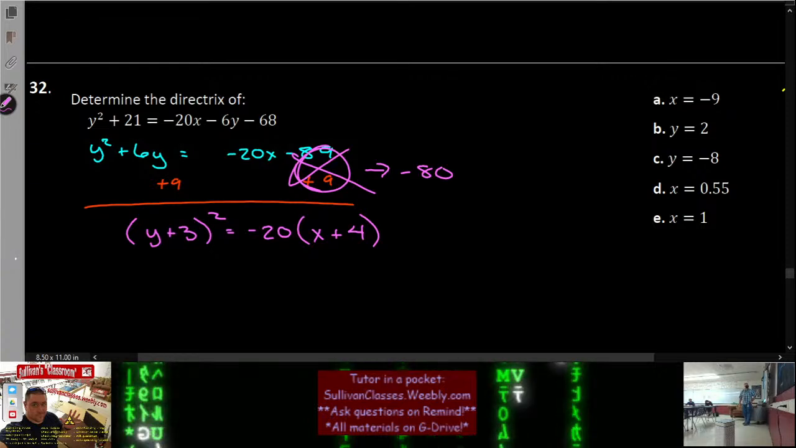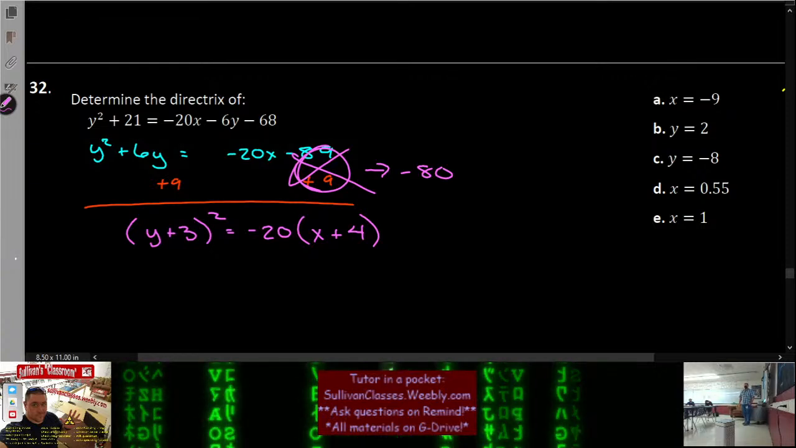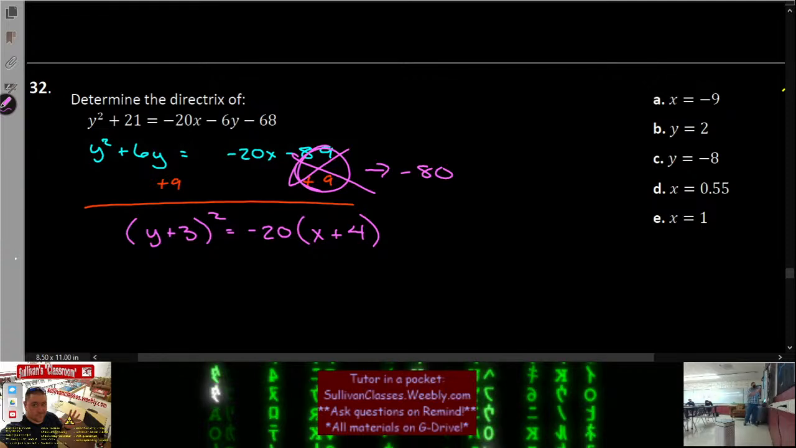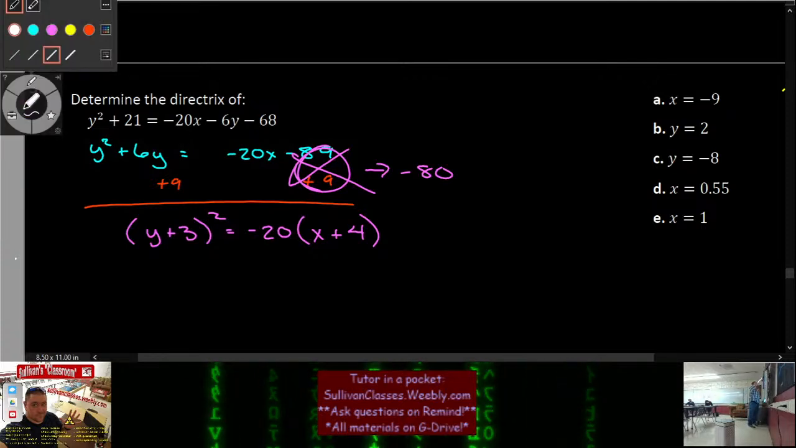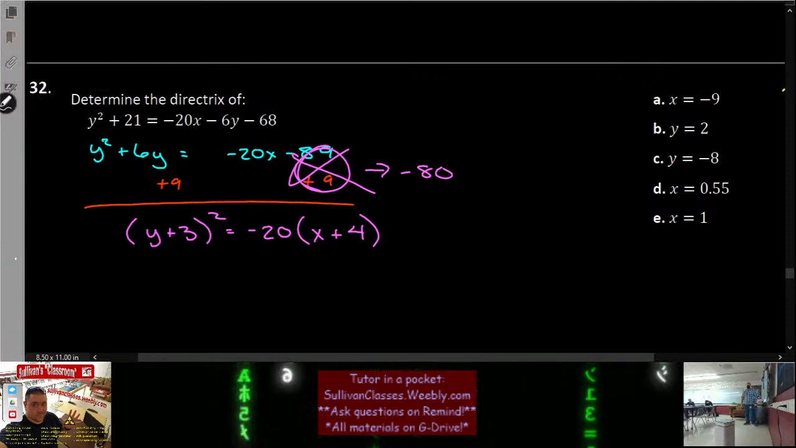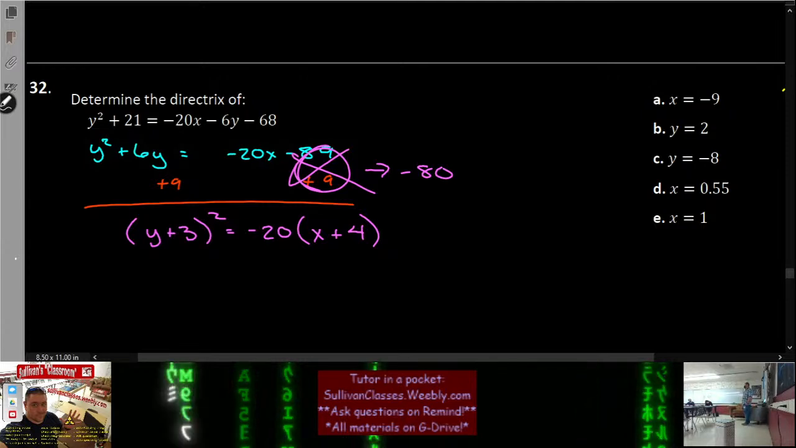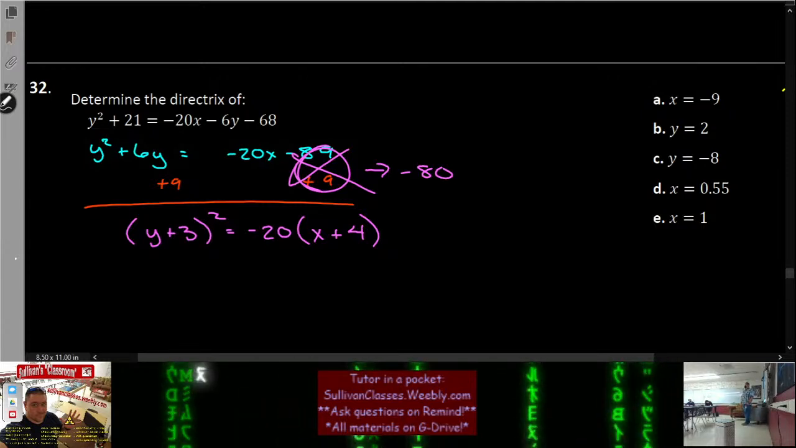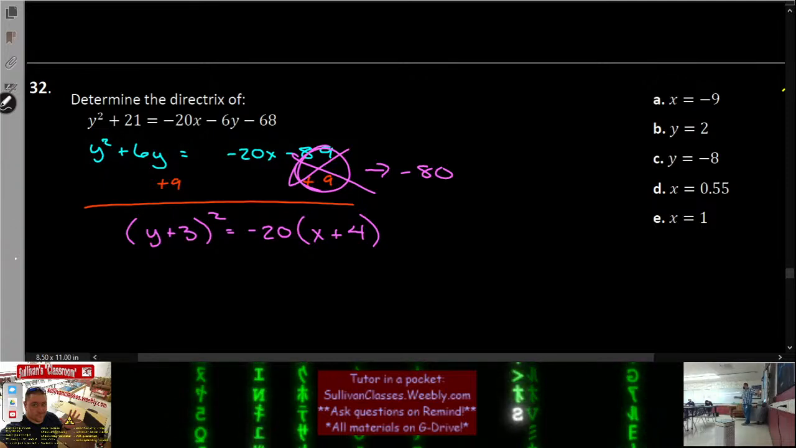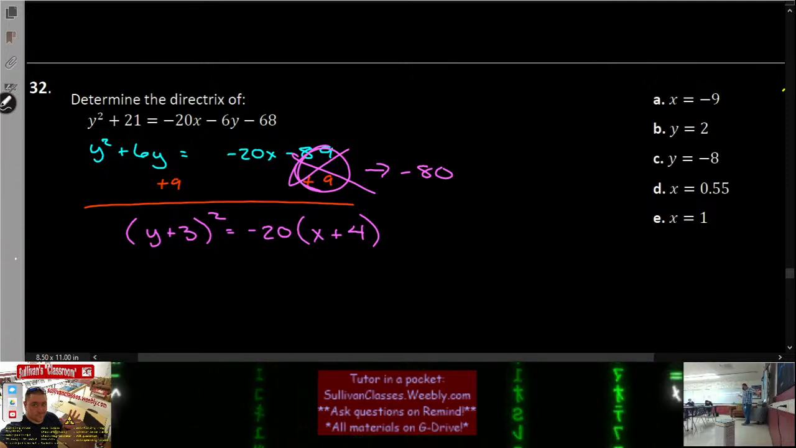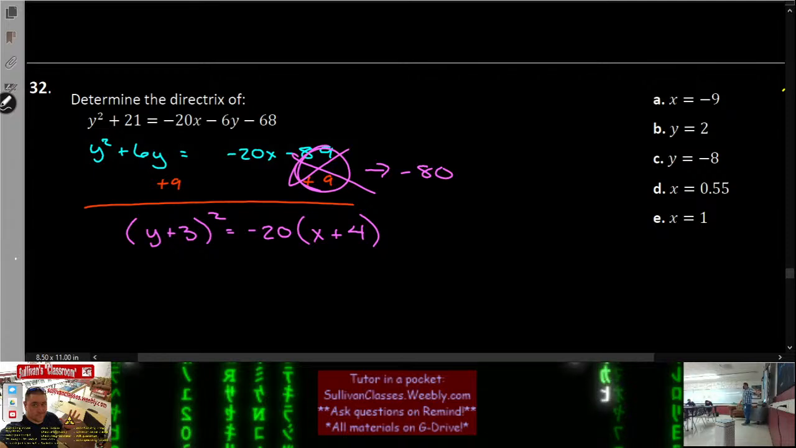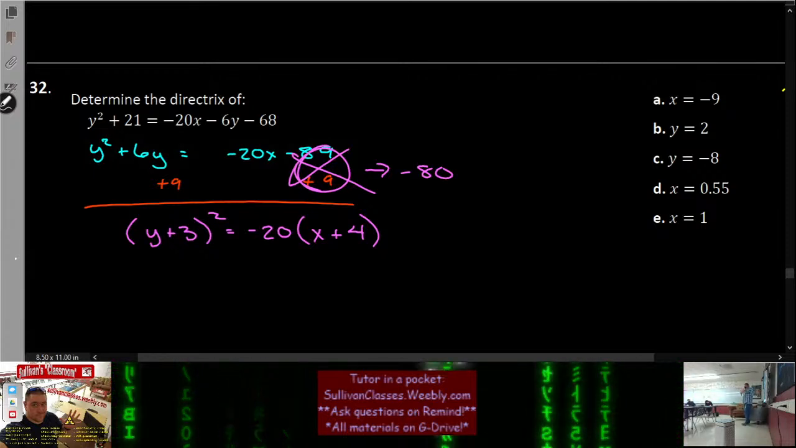To find the Directrix, you need to first know where the vertex is. Does this thing open up, down, right, or left? How do I know? That tells me that it's going to open horizontally. The negative tells me it will open to the left.